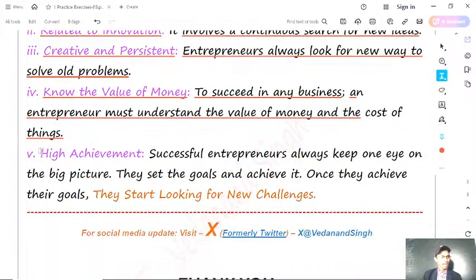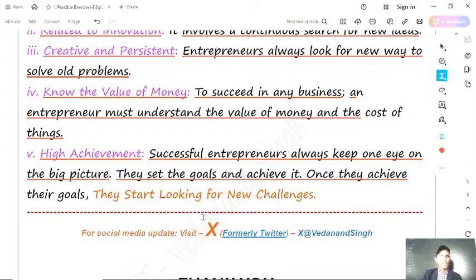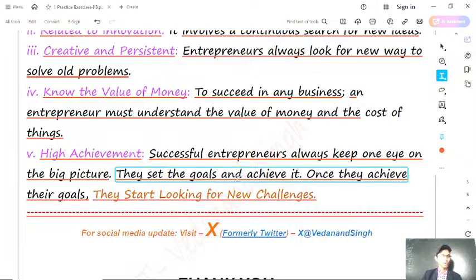Next is high achievement. Means your achievement should be high. See, a successful entrepreneur always keeps an eye on the big picture. It means they set goals and achieve them. Once they achieve their goals, they start looking for new challenges. If the business is successful, there would be high achievement, and after that they would have more goals and new challenges for their growth.